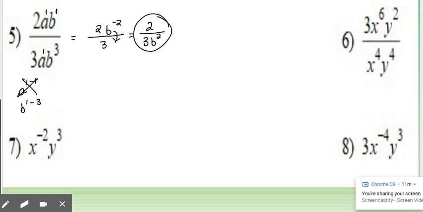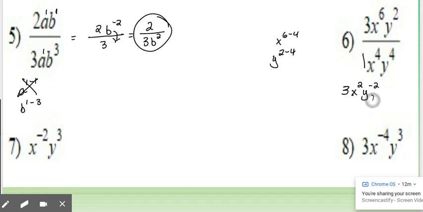Number 6. The fraction here is 3 over 1. Well, 3 over 1 is just 3. The x's are divided. I need to subtract those exponents. 6 minus 4 is 2. The y's are divided. I need to subtract those exponents. 2 minus 4 is negative 2.